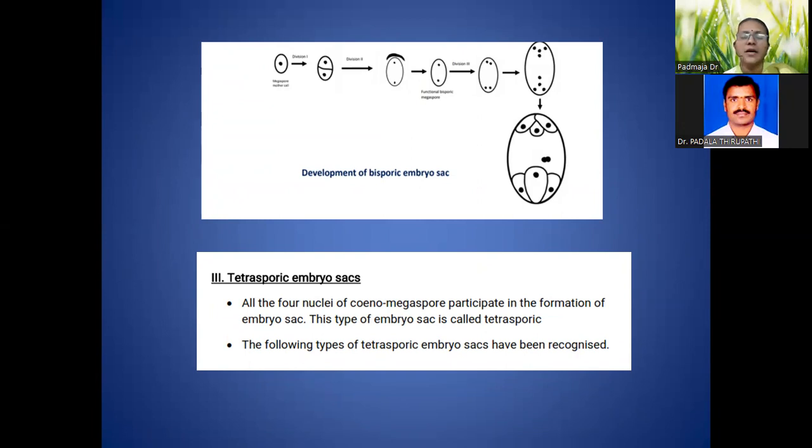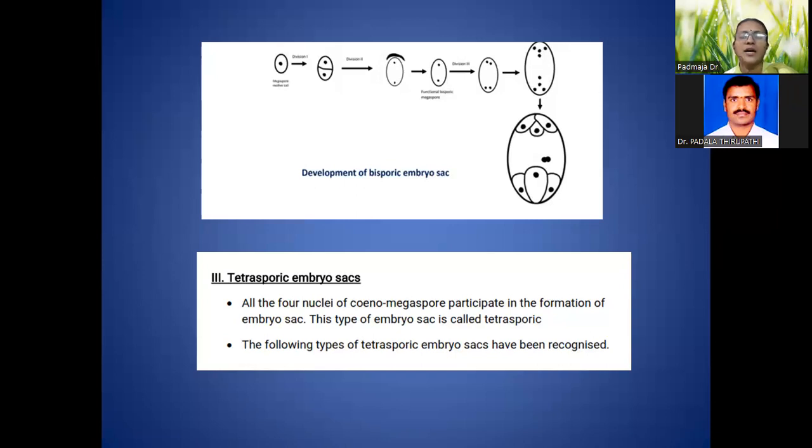And next one is the tetrasporic type of embryo sac. In tetrasporic type of embryo sac, we can also call it the cenomegaspore. Ceno means if more nuclei are present, that condition is called cenocytic. Here the megaspore consisting of 4 nuclei is present, so that is called a cenomegaspore. That means the megaspore mother cell, after meiosis 1 and meiosis 2, has no wall formation. 4 nuclei are present in that megaspore, so it is called a cenomegaspore.